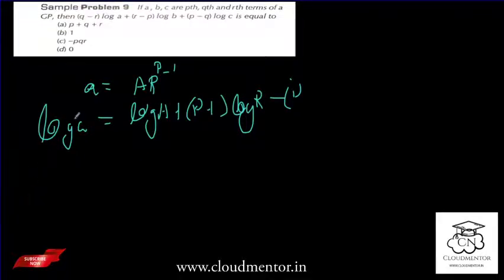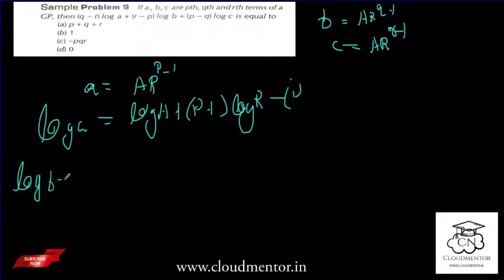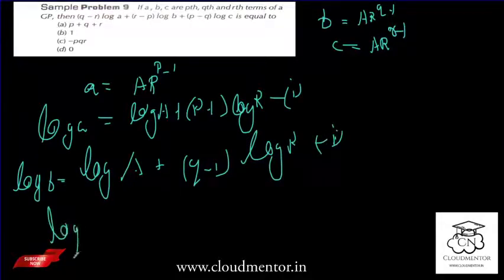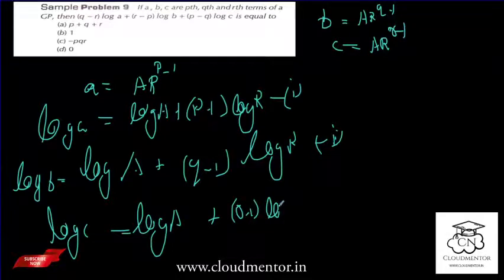And second, the qth term, that's b, will be equal to a r raised to q minus 1, and the rth term, that's c, also a r raised to r minus 1, right? So in the same way I am applying the log, so log b will be equal to log a plus q minus 1 of log r, that will be the second equation. And the third one, that is log c, log c will be equal to log a plus r minus 1 of log r, that will be the third equation now.